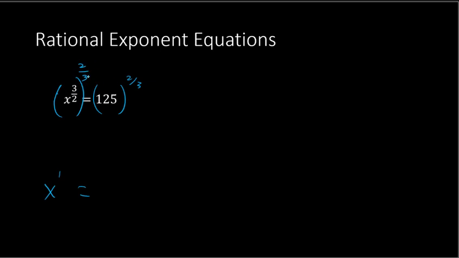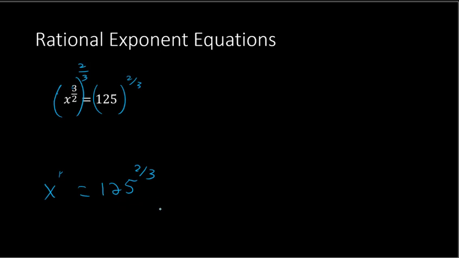So we do that, and on the left, when you have a power to a power, you multiply the exponents, and the reciprocals multiplied together will just give you 1. So we have x to the first power on the left. And then on the right, we just have to figure out what is 125 to the 2/3 power.